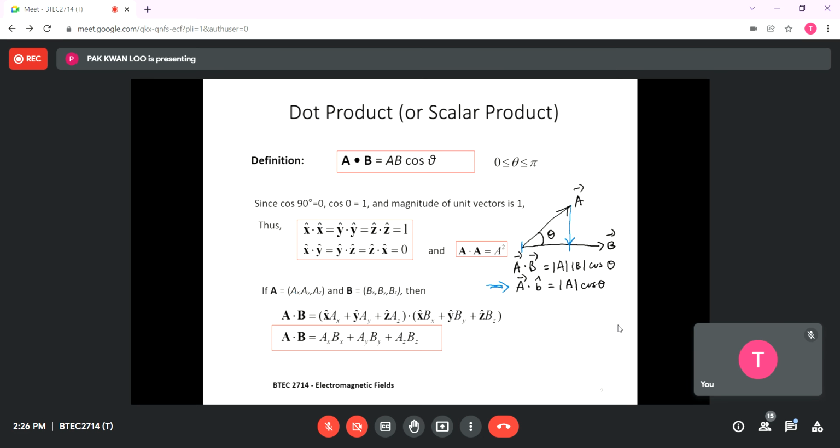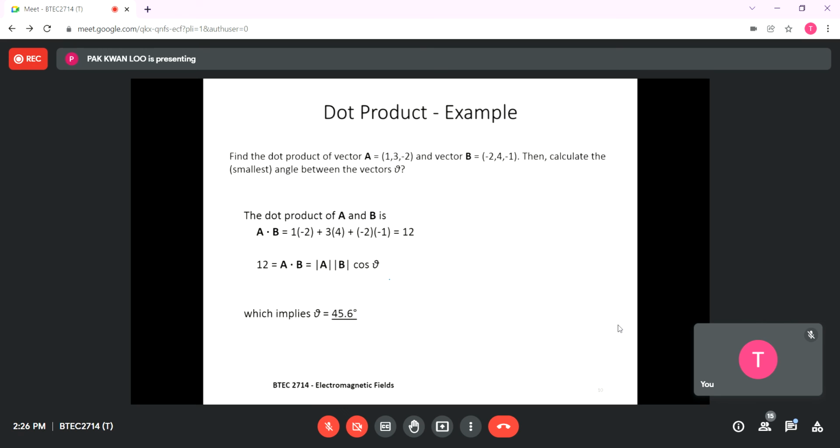If we have two vectors signified by Cartesian coordinates, then when we take their dot product, it is simply the x component multiplied with the x component, the y component multiplied with the y component, and the z component multiplied with the z component.